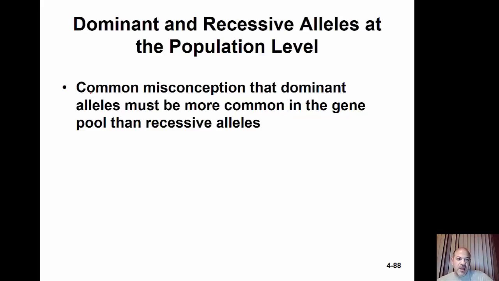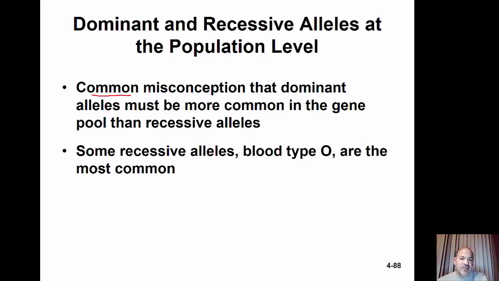So this brings up a common misconception that dominant alleles must be more common in a gene pool than recessive ones. And this is not true. Just because an allele is dominant doesn't mean you're going to see it all the time. Okay? And some recessive alleles, like blood type O, so we're now looking at the other side here, some recessive alleles are actually going to be more common. So again, it's the opposite of what you think.